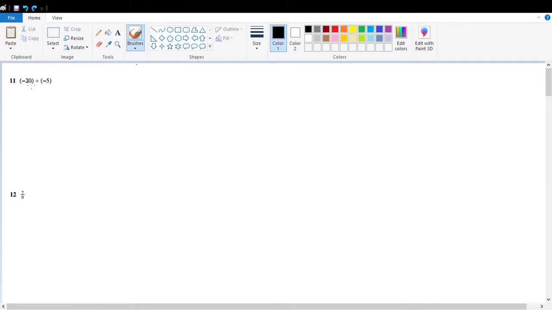So our number 11 question is negative 20 divided by negative 5. So again, we're going to do the division rule. The easiest one is draw the triangle. Again, we're gonna mix it up. We have a plus here, a minus here, a minus here, and this is division rule.